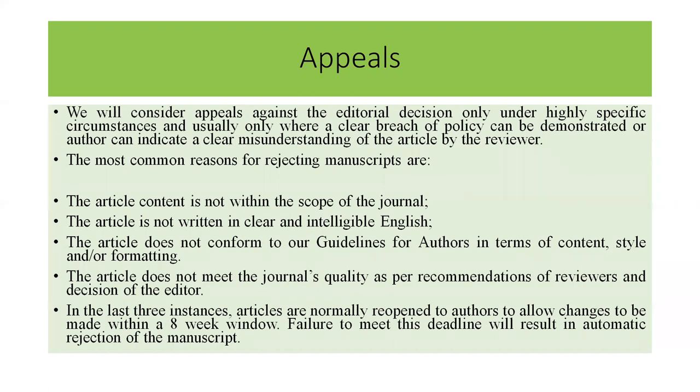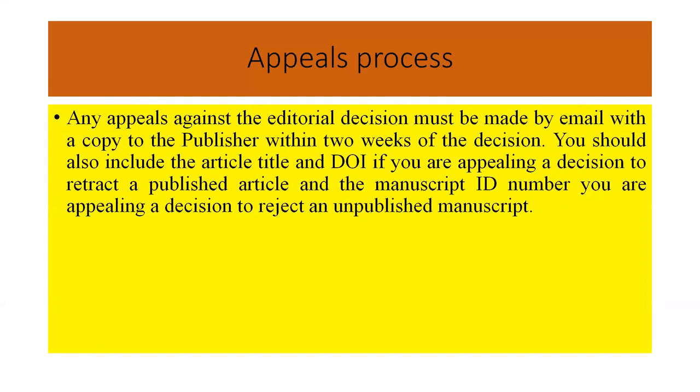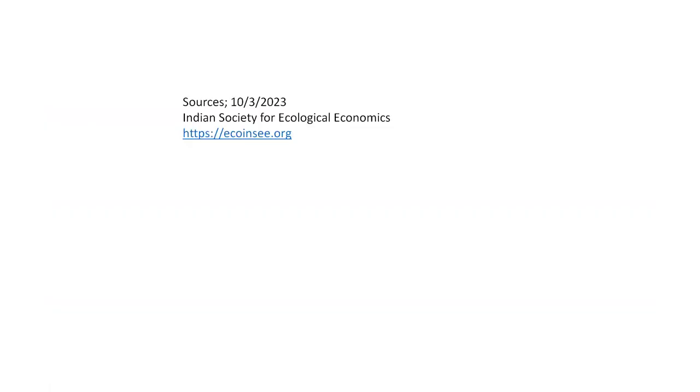So these are the appeals. Any appeal against the editorial decision must be made by email with a copy to the publisher within 2 weeks of the decision. You should also include the article title and DOI if you are appealing a decision to retract a published article, and the manuscript ID number if you are appealing a decision to reject an unpublished manuscript.